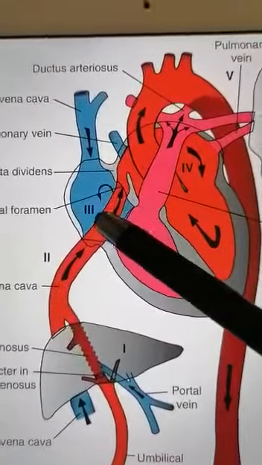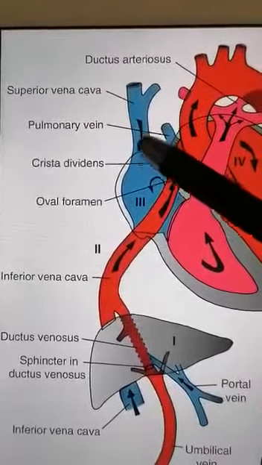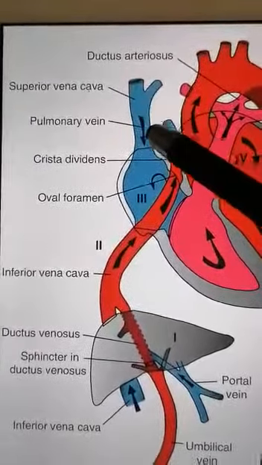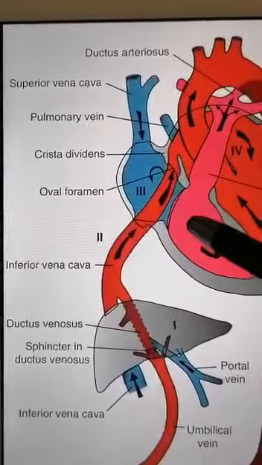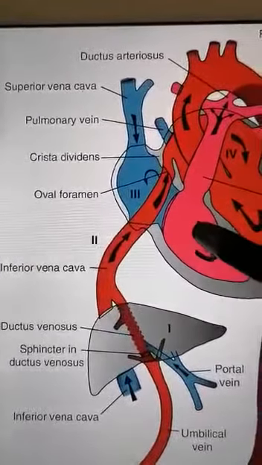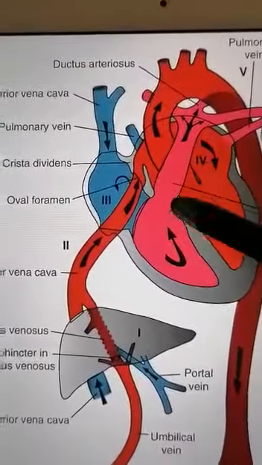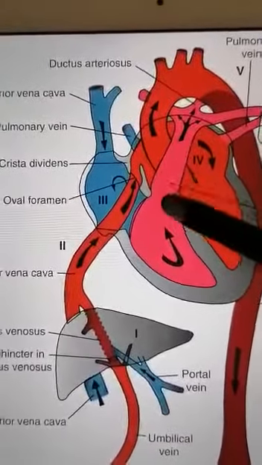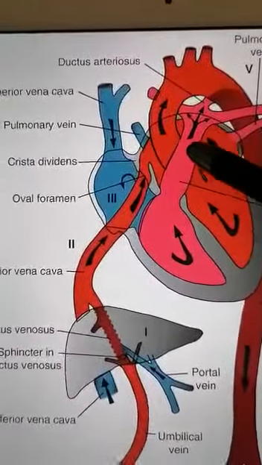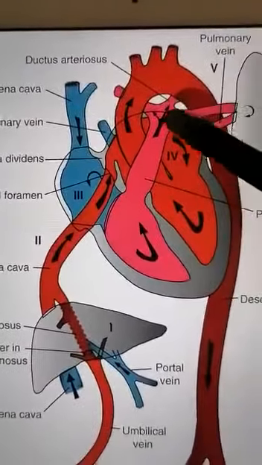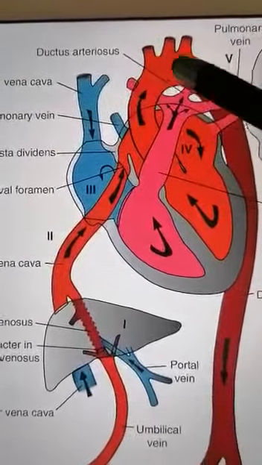In the right atrium, the deoxygenated blood from the head, upper extremities, and neck is brought by the superior vena cava. The deoxygenated blood then enters the right ventricle, and from the right ventricle, it enters the pulmonary artery. During the fetal life, the resistance in the pulmonary vessels is high. Therefore, the blood, instead of going to the lungs, enters the aorta through the ductus arteriosus.